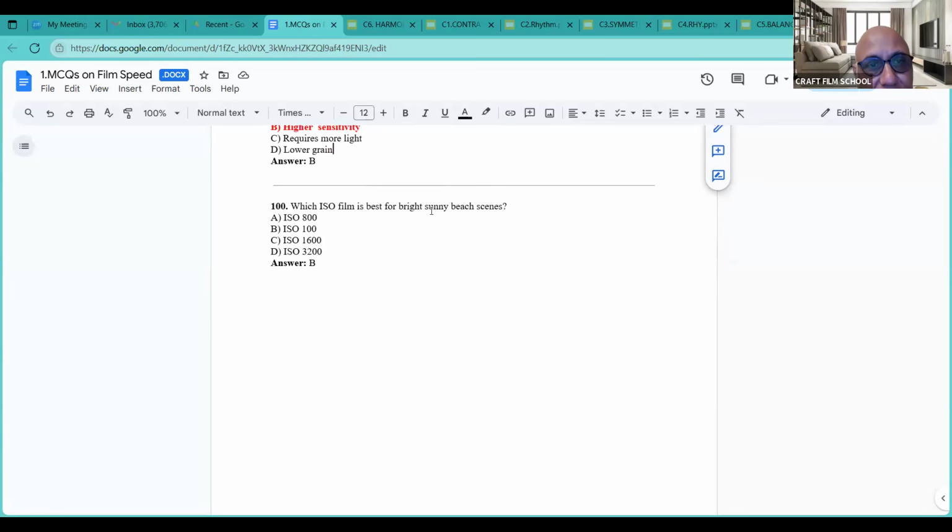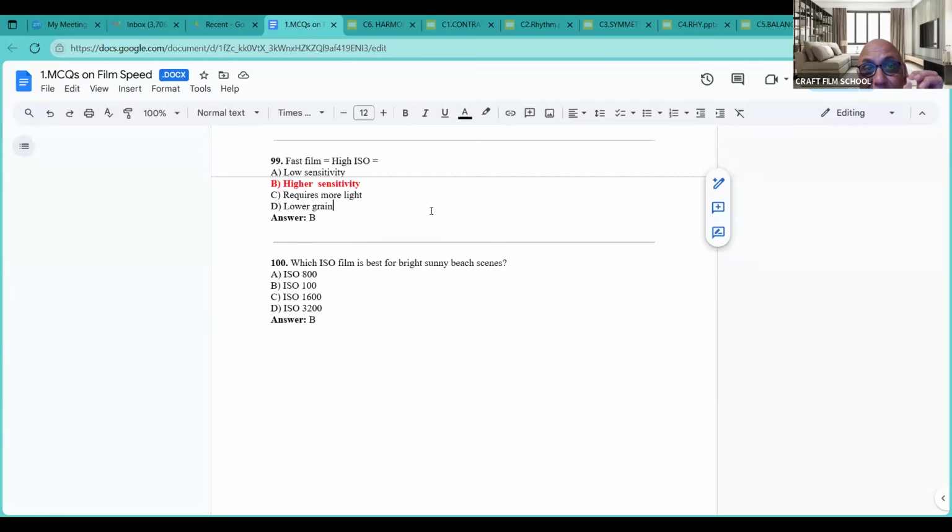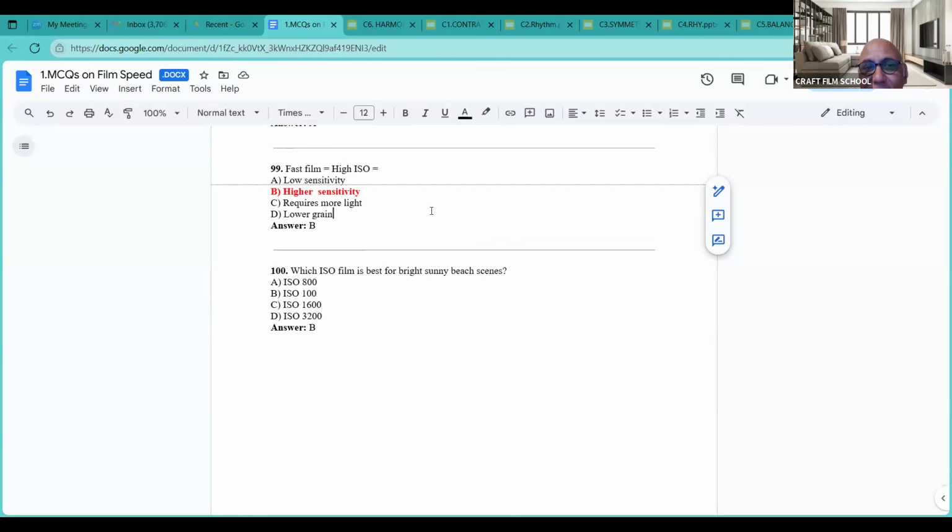Question number 100. Sometimes a single word can mess up the whole meaning of the entire thing. Which ISO film is best for a bright sunny beach scene? Whether it's a beach scene or a garden or whatever, it is bright sunny light. So naturally, the finest film you can have is 100. So 100 ASA is the film you will be using. Is it clear, guys?